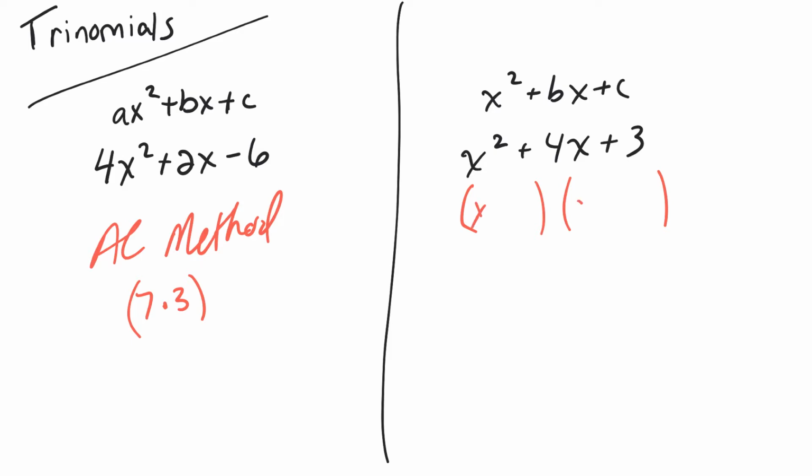Remember, x is in the front. We're looking for factors of 3 that add up to 4. That's 3 and 1. It factors straight away. You don't need the AC method there. Okay? So that's your two options for trinomials.